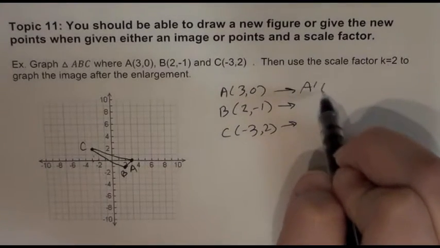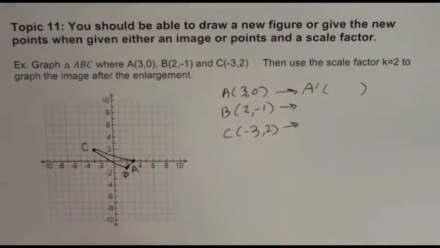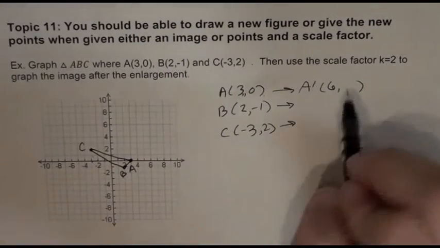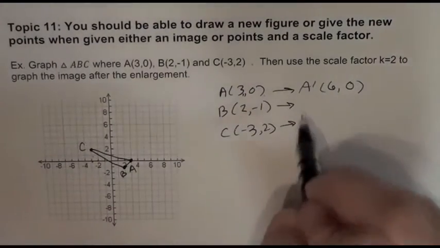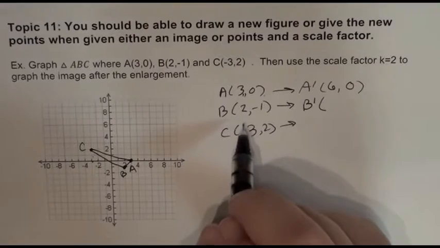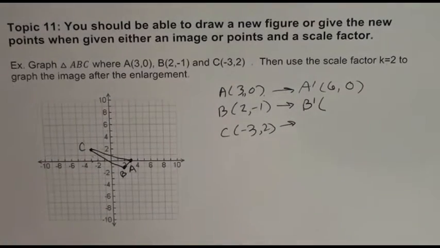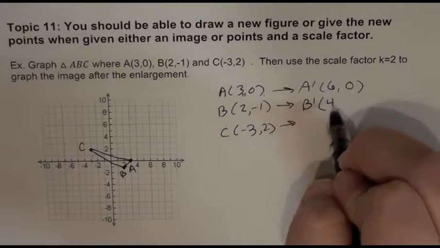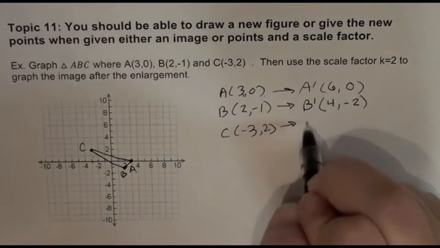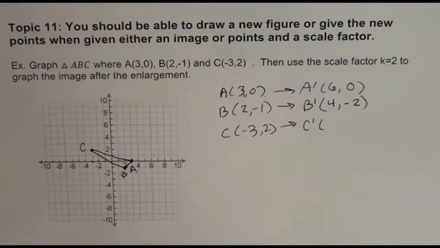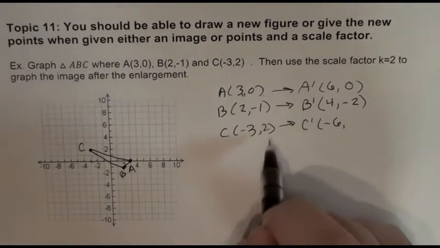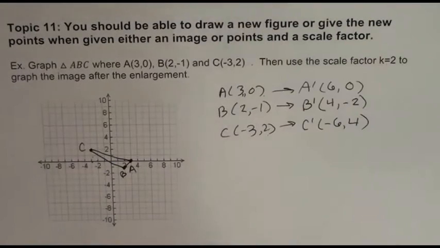So A prime, if you take both of these values and multiply them by 2, 3 times 2 is 6, 0 times 2 is 0. B prime, take both of these numbers and multiply by 2, the scale factor. So 2 times 2 is 4, negative 1 times 2 is negative 2. Take the values of C and multiply them by K equals 2. So negative 3 times 2 is negative 6. 2 times 2 is 4.